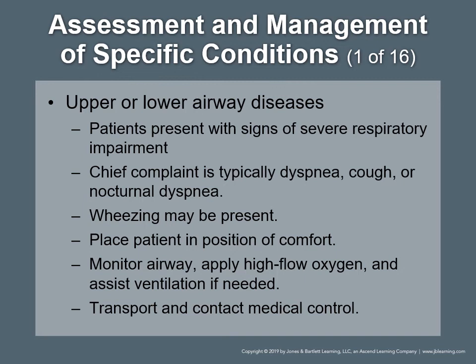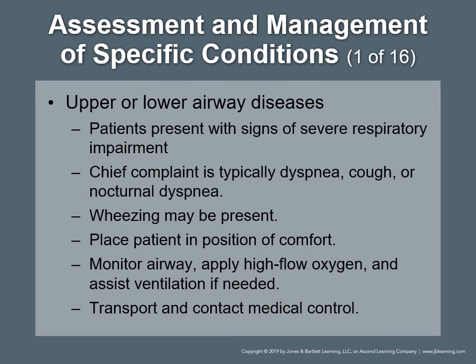Obtain a thorough history, including personal or family history of asthma and allergies. Determine whether the patient has had acute exposure to a pulmonary irritant or previous similar episodes. Ask the patient if he or she has ever been intubated. Wheezing may be present. Look for retractions and the use of accessory muscles. Use a peak flow meter to establish the baseline expiratory airflow and a pulse oximeter to document the degree of hypoxemia and response to therapy. Place the patient in a position of comfort.